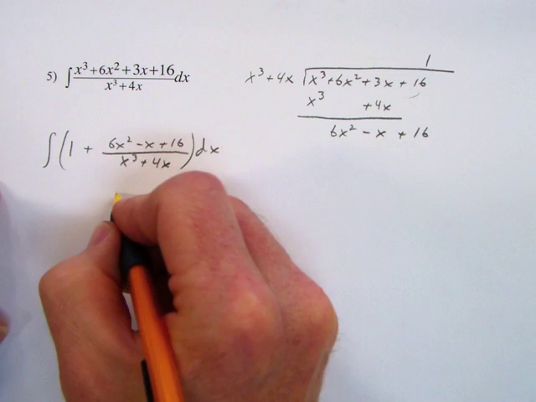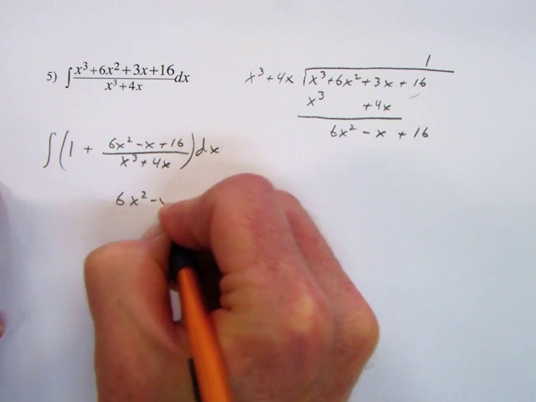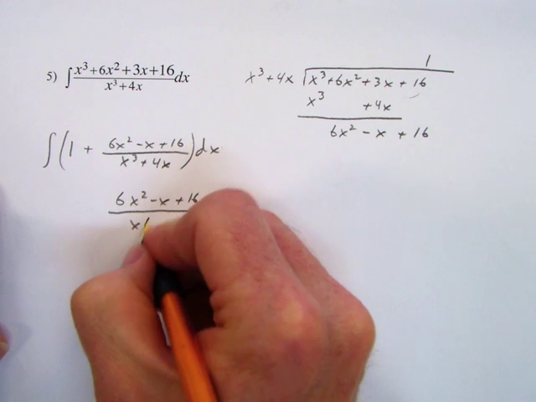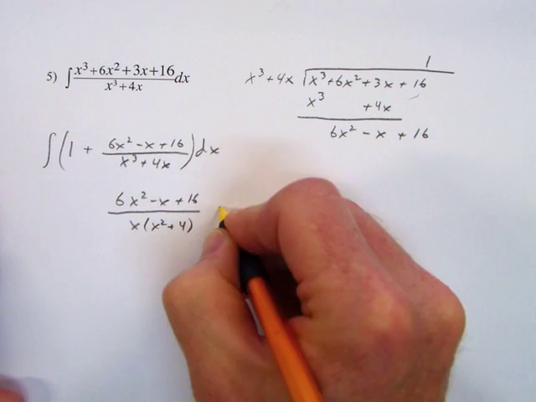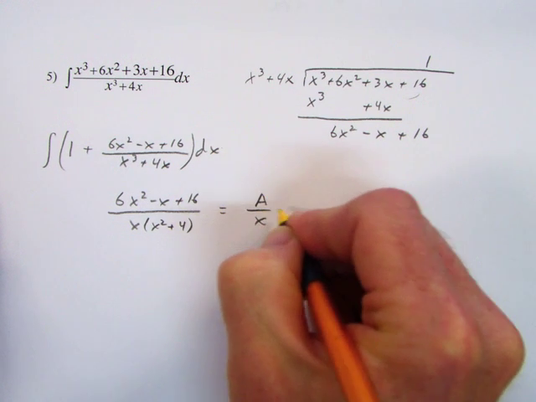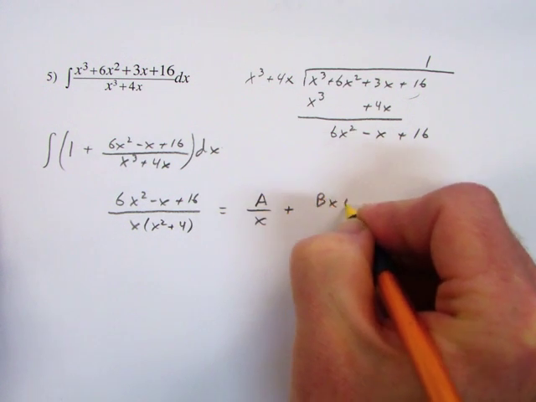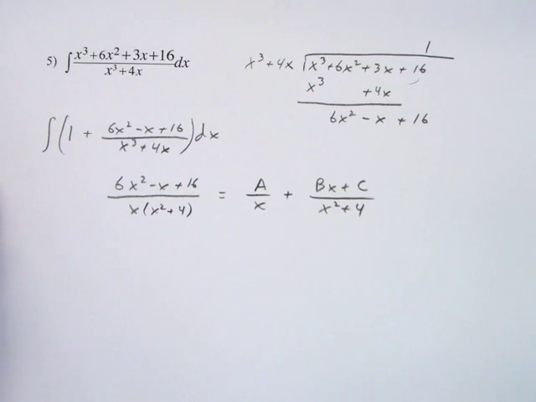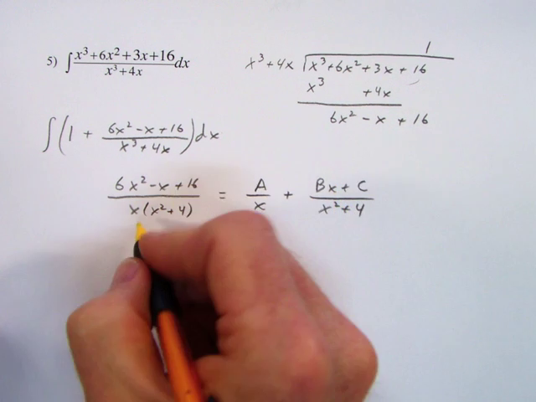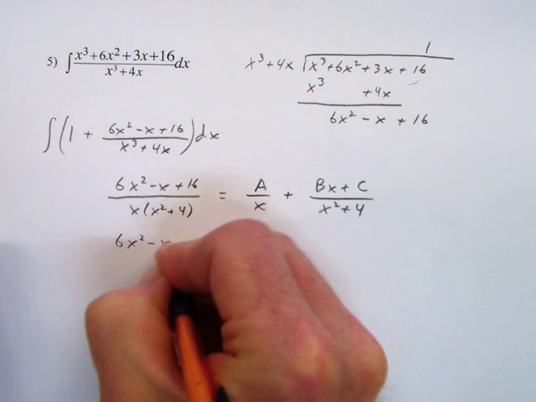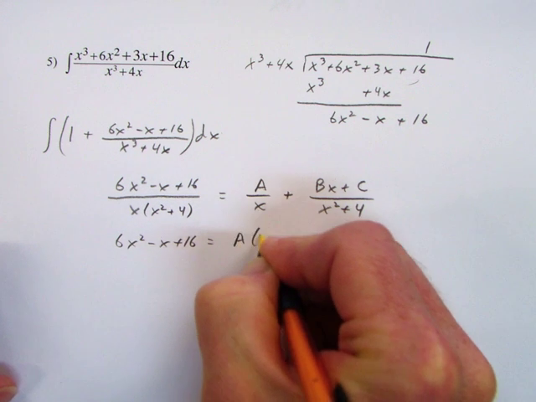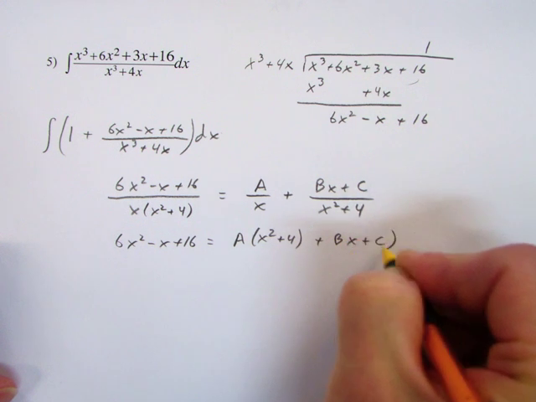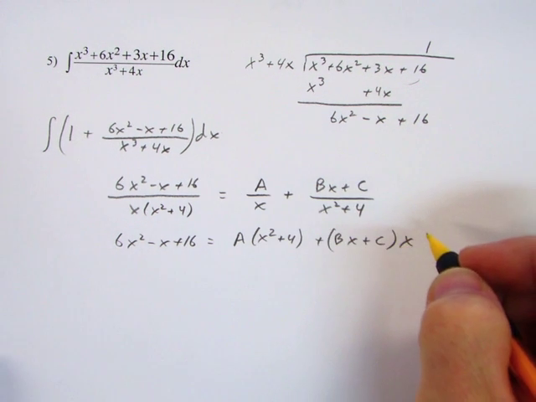The 1 part will be easy. And we'll have 6x squared minus x plus 16. And we factor this thing to x times x squared plus 4. So this will equal A over x plus Bx plus C over x squared plus 4. Multiplied by the denominator, we have 6x squared minus x plus 16 equals A times x squared plus 4 plus Bx plus C times x.